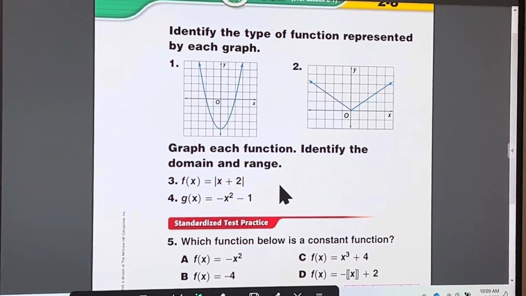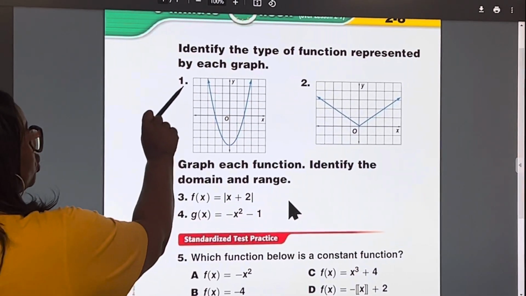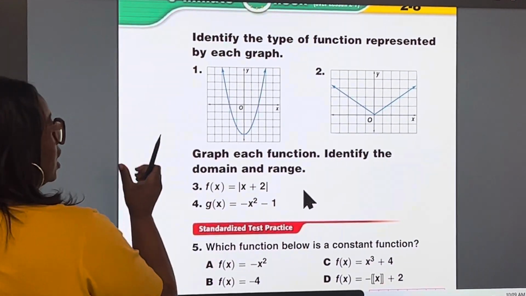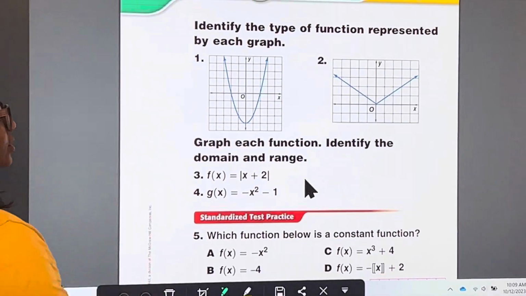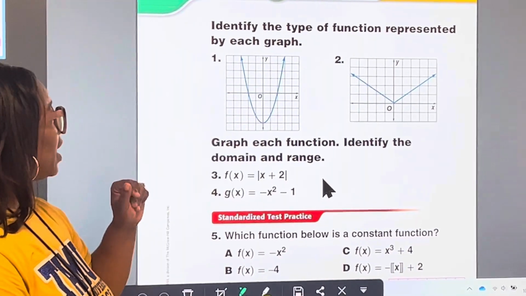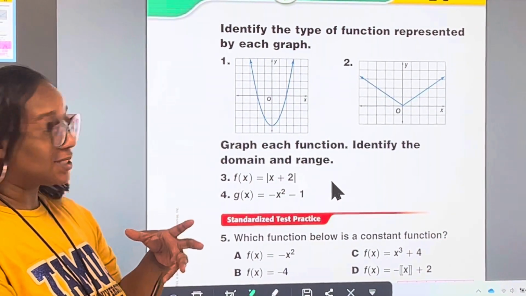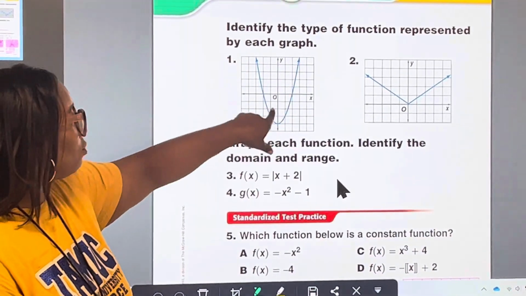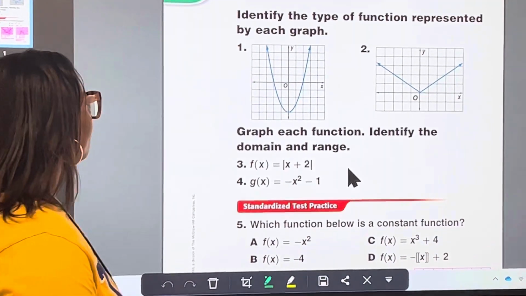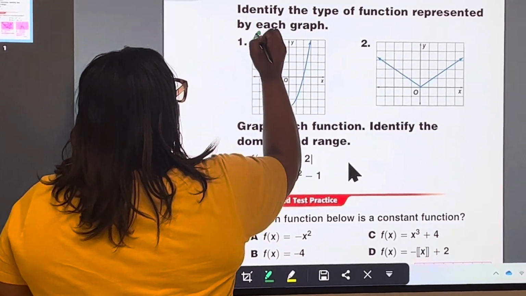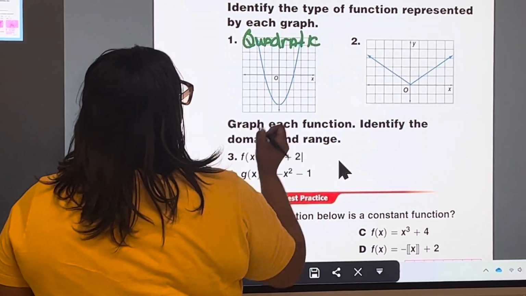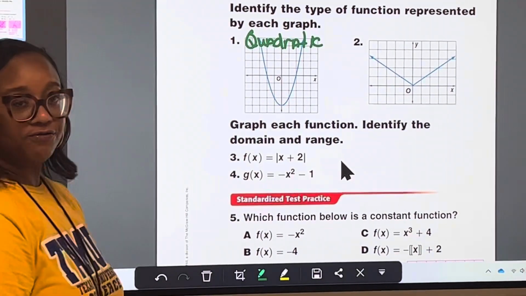Go over number one. When I look at that, it's a U-shaped curve, the graph, because all it wants me to do is identify the type. So my answer is going to be a one-word, or maybe two-word, answer. If I see a U-shaped type graph, and I remember my notes from last class, and if we think back to Algebra 1, a U-shaped type graph is always going to be a quadratic function. So all you have to put is quadratic for the answer.